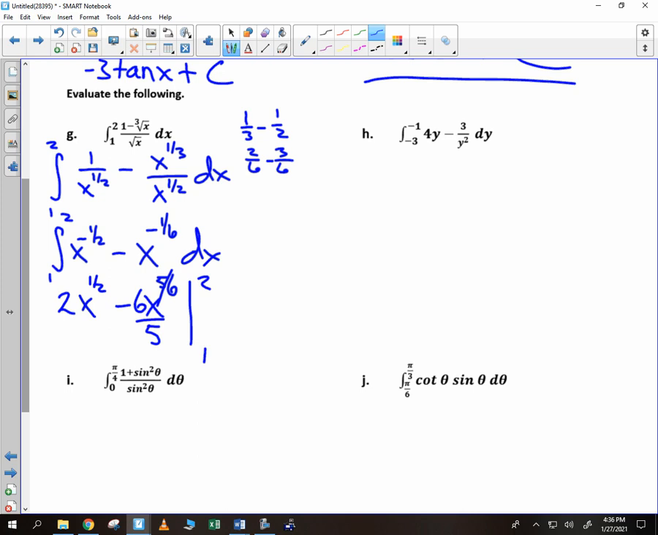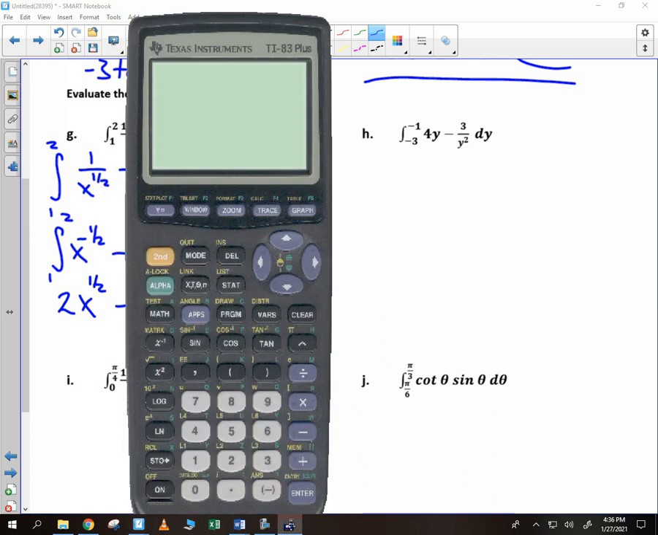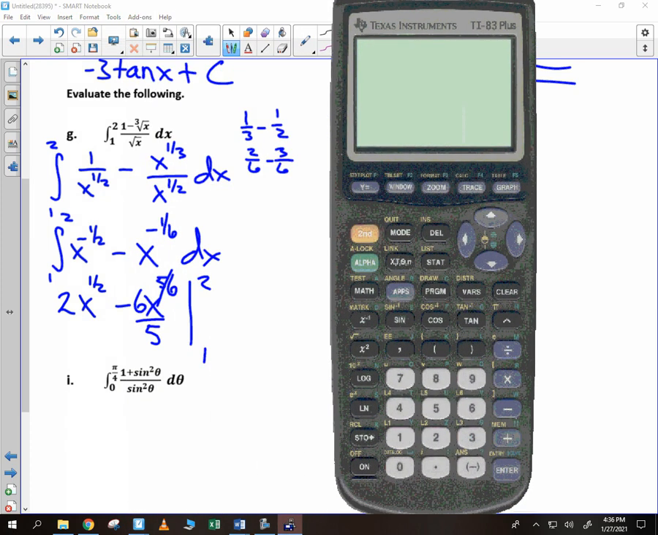And in this situation, we're not going to really get a good value here. You could just go ahead and plug those into your calculator and see what you get. So I have 2 times 2 raised to the 0.5 power, and then minus 6 over 5 times 2 raised to the parentheses 5 divided by 6 power. And when we do that, we get 0.69.